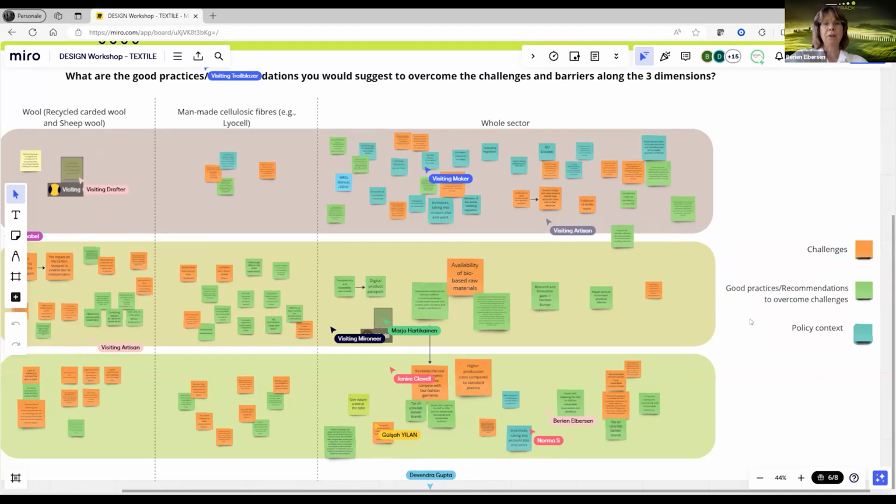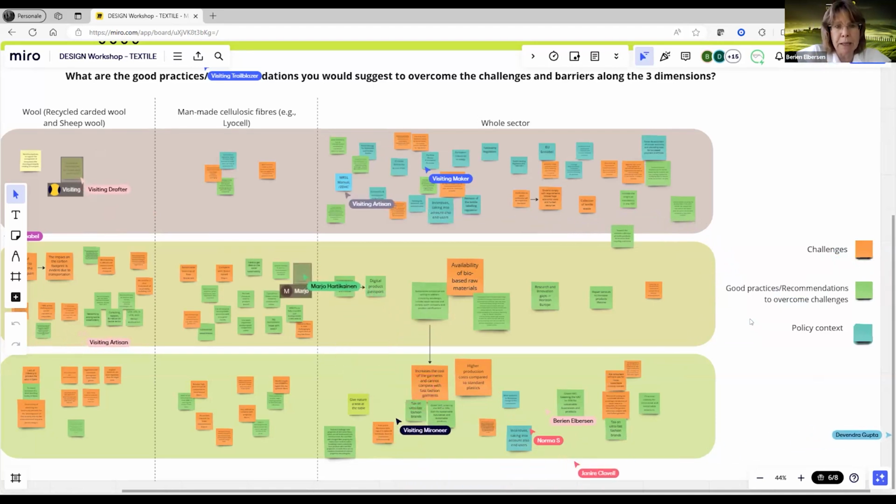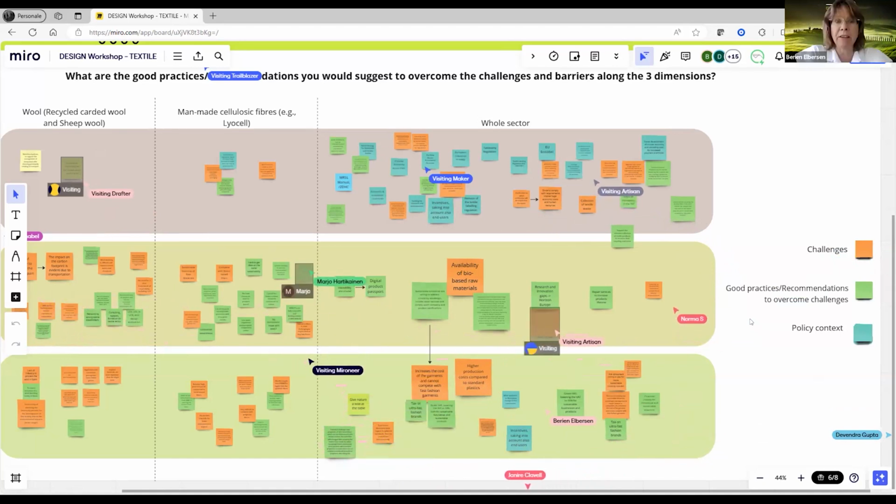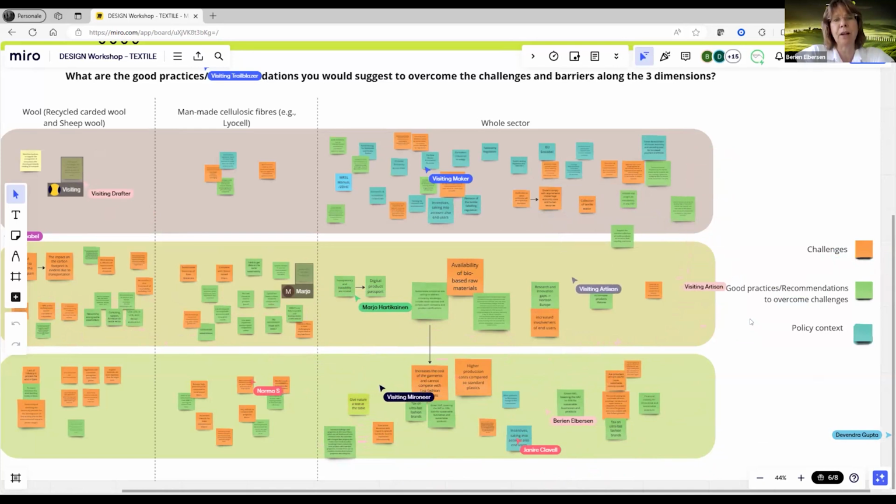Good. And what about what has been mentioned in the Miro board, that there should be a lower VAT for sustainable textiles? Would this be enough compensation? Do you think it will help? Because I don't know how big the cost difference is between the natural-based garments and the synthetic ones.